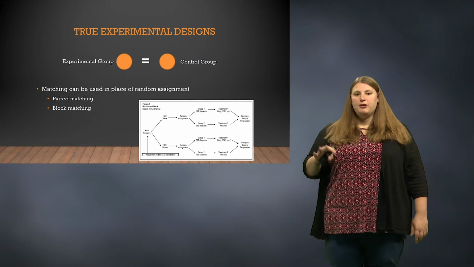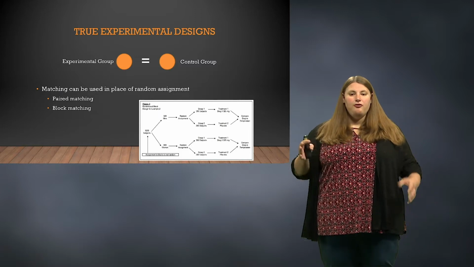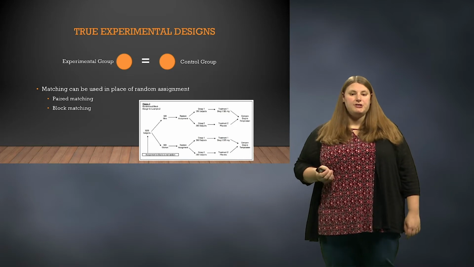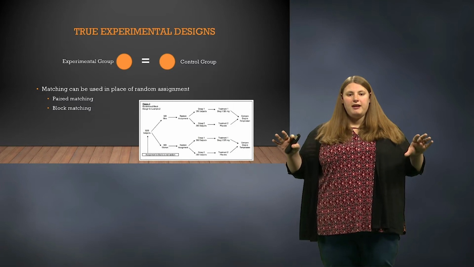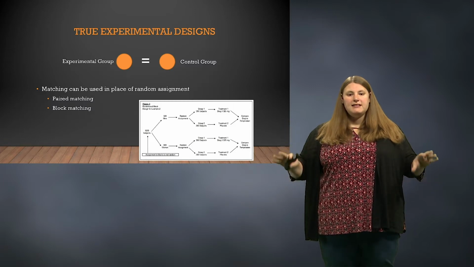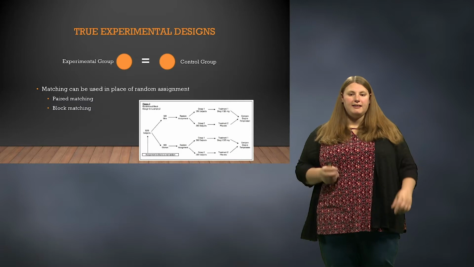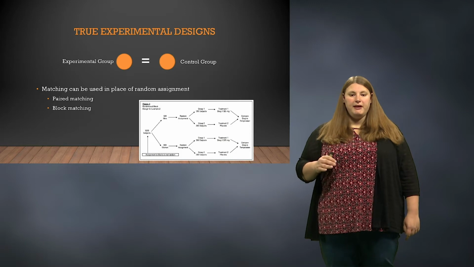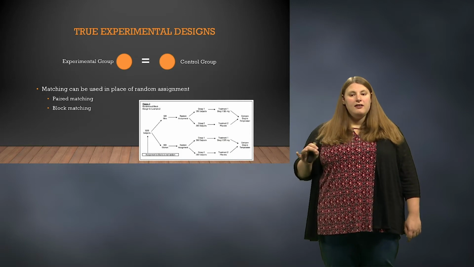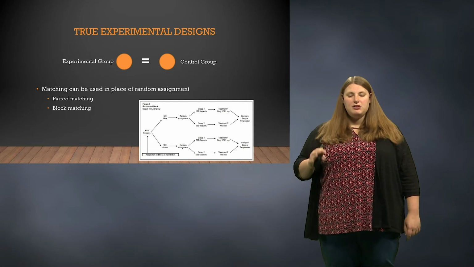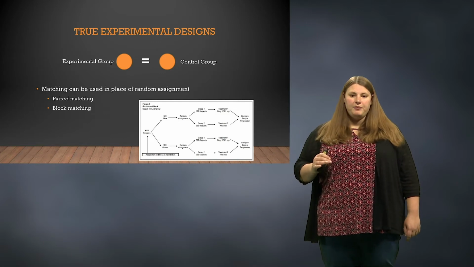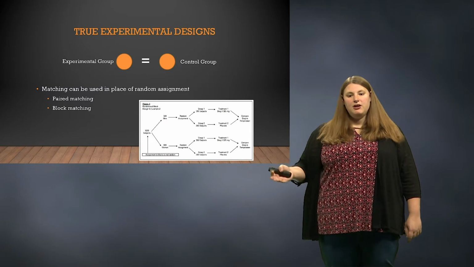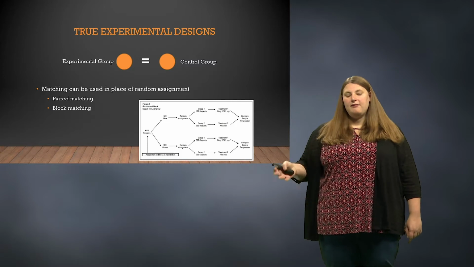Block matching is more similar to stratified sampling than anything else. First, you take the sample and you separate them into groups based on one or more characteristics that you're interested in studying. Then you use random assignment to split each group into their own experimental and control group and conduct the study accordingly. For example, in the diagram here, the 1,200 subjects are split into male and female groups. Then, within each gender group, random assignment is used to create an experimental group and a control group. The experimental group is given drug X, and the control group is given a placebo. And then the results are compared separately for the male experiment and the female experiment.